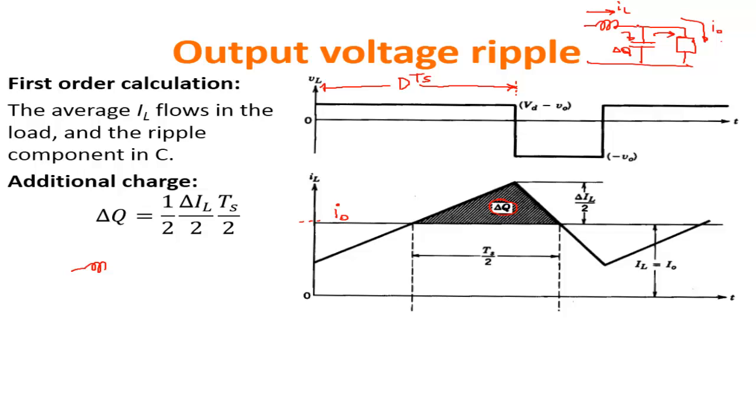But the point is that when the capacitor absorbs the charge, the voltage on the capacitor increases, and you see it as a ripple on the voltage supplied to the load. So let's compute this charge. This delta Q is obtained by computing the area of this triangle. So 1/2 times the height of the triangle, which is delta IL divided by 2, and times the base of the triangle, which is half the switching period, Ts over 2.